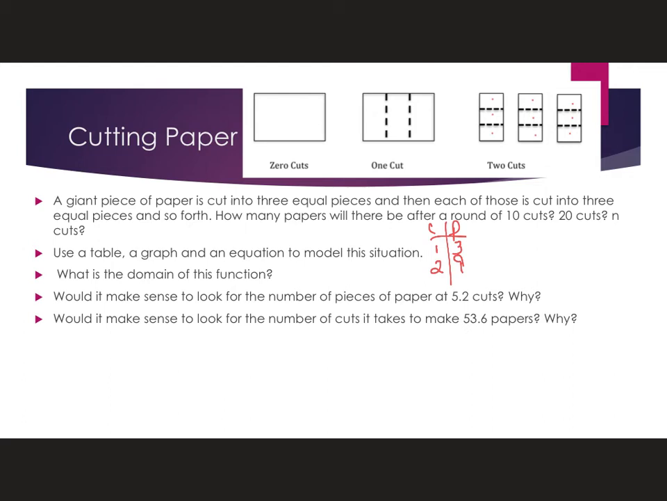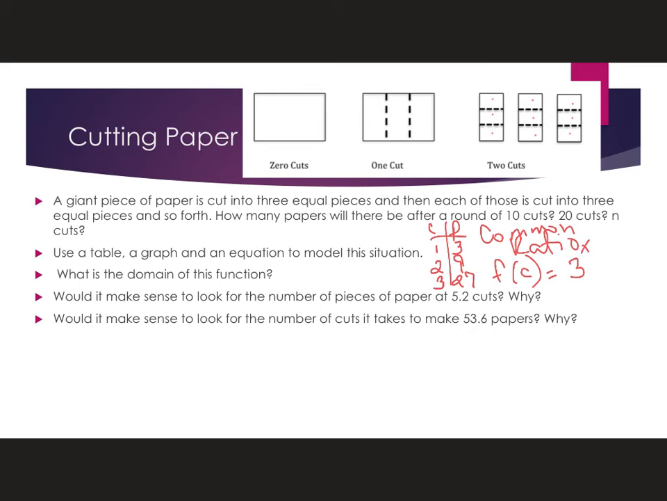So let's talk about an equation. This is not going to be linear. If you notice, after the next one, 3 cuts, I'd have 27 pieces. This has a common ratio. So this would be an exponential function. So f of x, or f of c, would equal 3 to the x power.